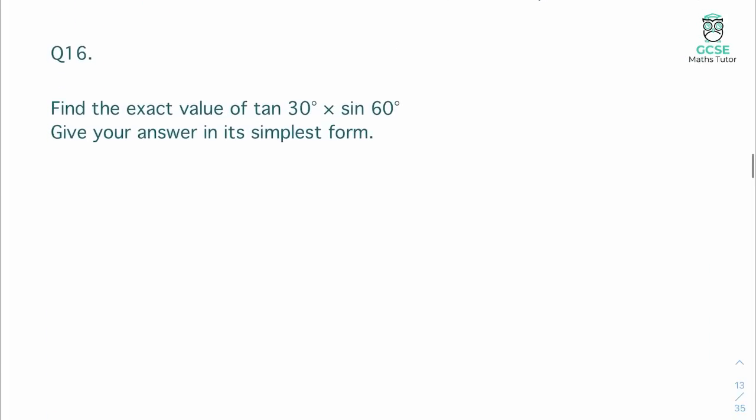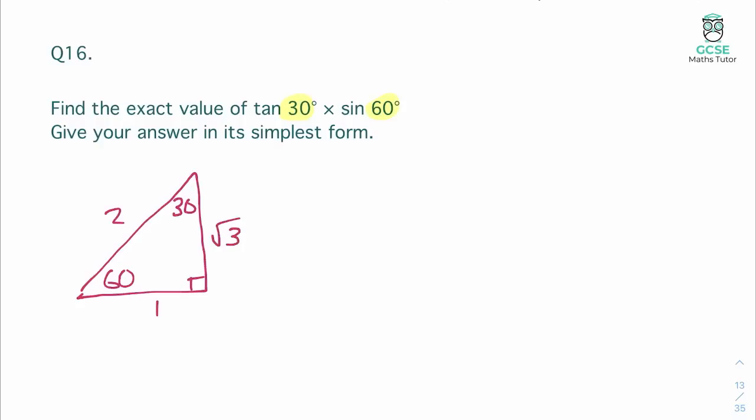Okay, so exact values of trigonometry. So with exact values of trigonometry, let's just have a look. We've got tan 30 and sine 60. Good. So I only have to draw one of my triangles here, whichever method you've learned. I like to use the trigonometric triangles for this. So this angle is 60 and 30. That is 2, 1, and root 3, or 1, 2, root 3.